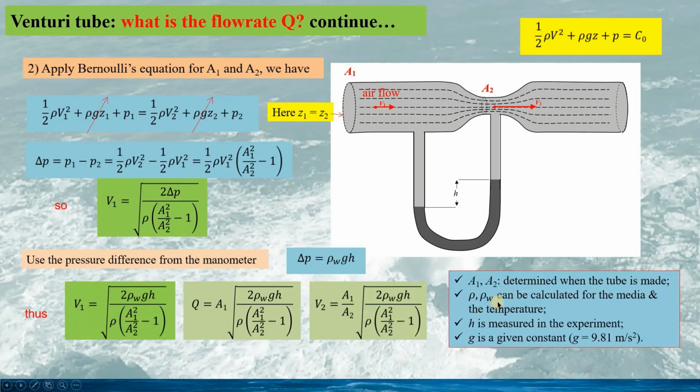Now we look at all these parameters. A1 and A2 are the section areas here and at the throat, so these can be determined when the Venturi tube is made. The densities rho and rho W can be determined from the media used for the experiment. If the temperature is very different from the conventional indoor temperature, we might need to correct the density. H can be measured in the experiment. G is the given constant, the gravitational acceleration, 9.81 meters per second squared.